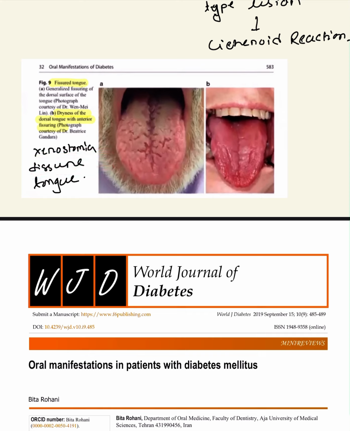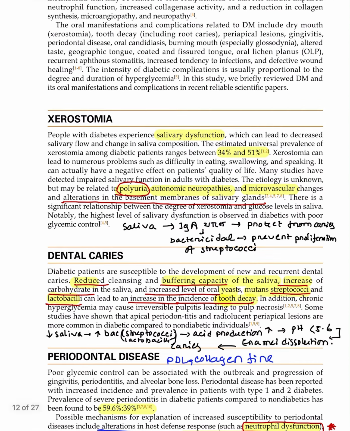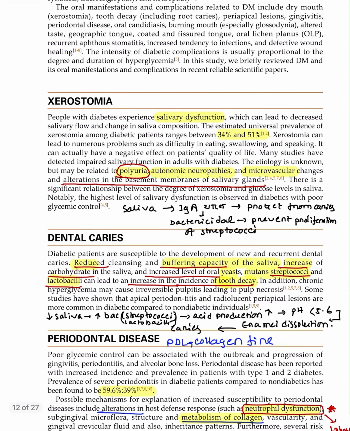In case of diabetic patients, there is some problem associated with salivary glands. Salivary flow is decreased, and this gives rise to different complications. So let's see some others. In diabetic patients, there is alteration in the basement membrane of the salivary gland. So salivary dysfunction will occur and decrease the salivary flow. So there is dry mouth, and it is also said that due to polyuria, the dry mouth can also occur due to dehydration maybe.